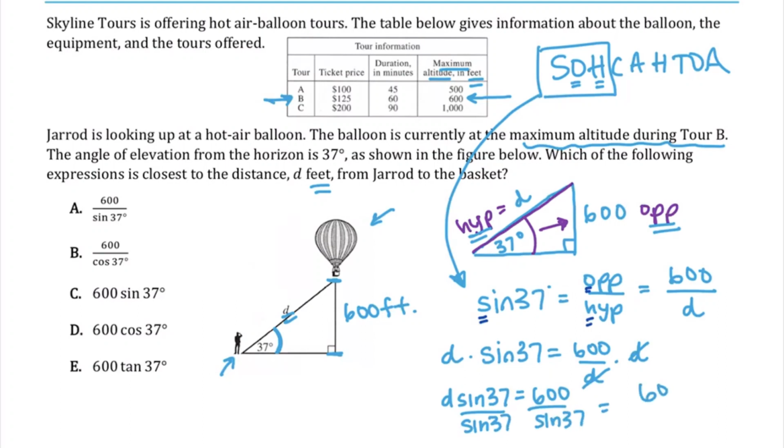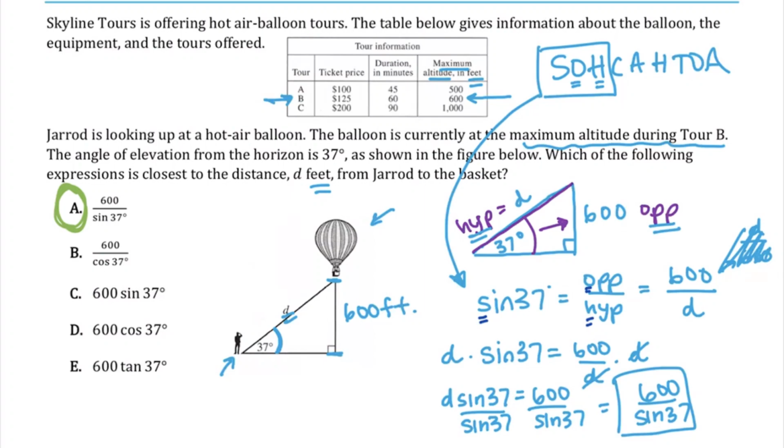And I get that D equals 600 divided by the sine of 37. So my correct answer is A, 600 over sine 37. And again, what made this question harder is that when we had solved with SOHCAHTOA previously, instead of it being 600 over D, which is what we ended up with, it was something like D over 600. So after we multiplied by 600, we had our final answer.